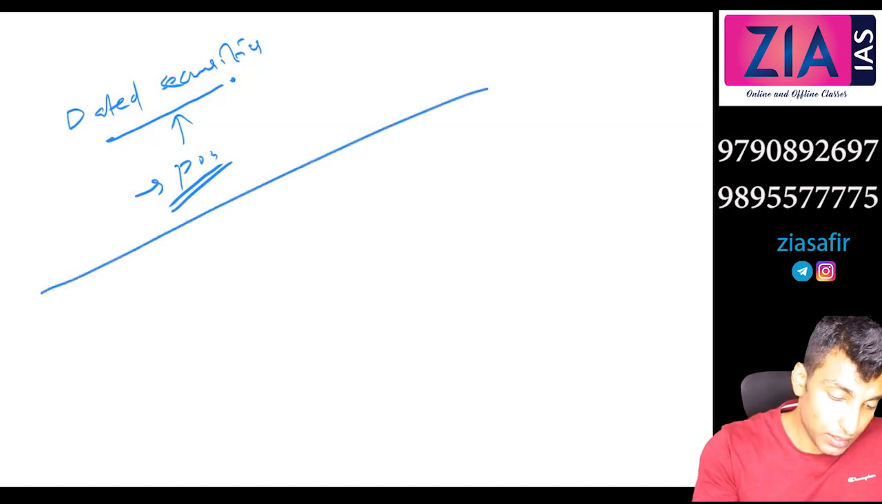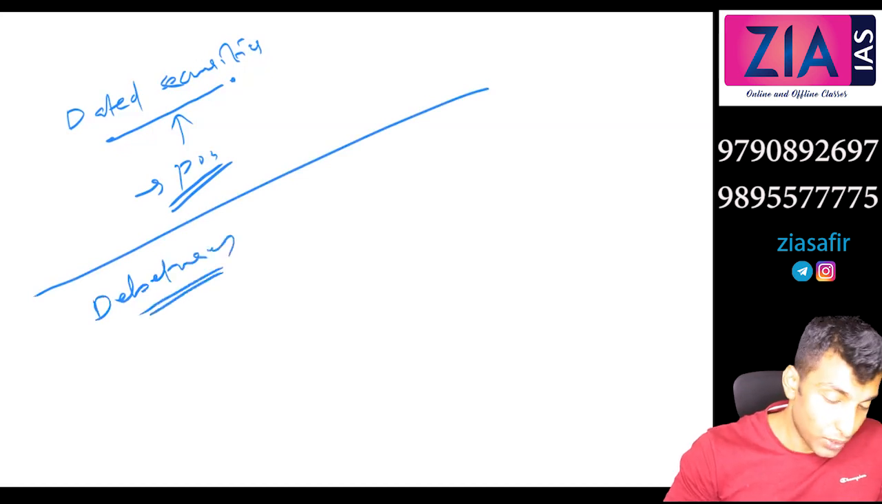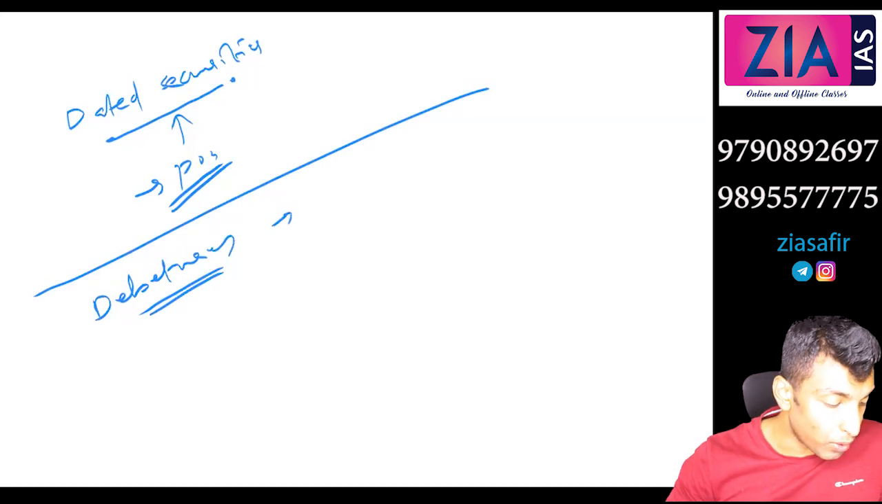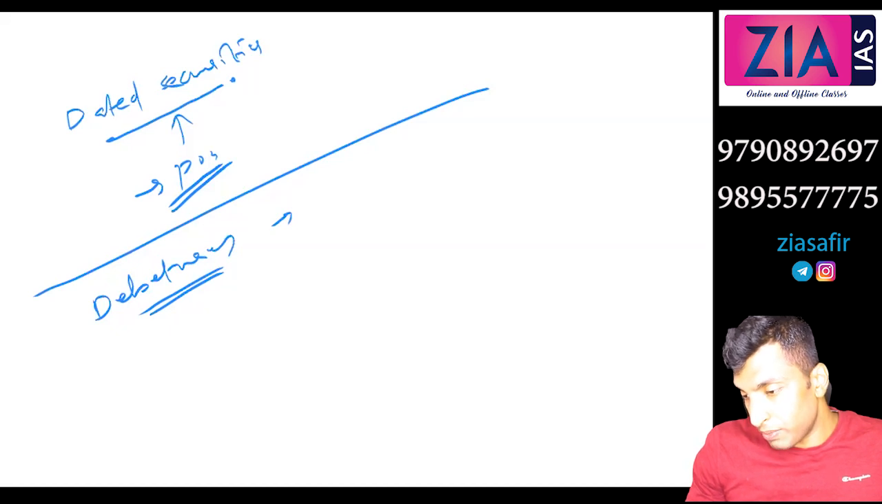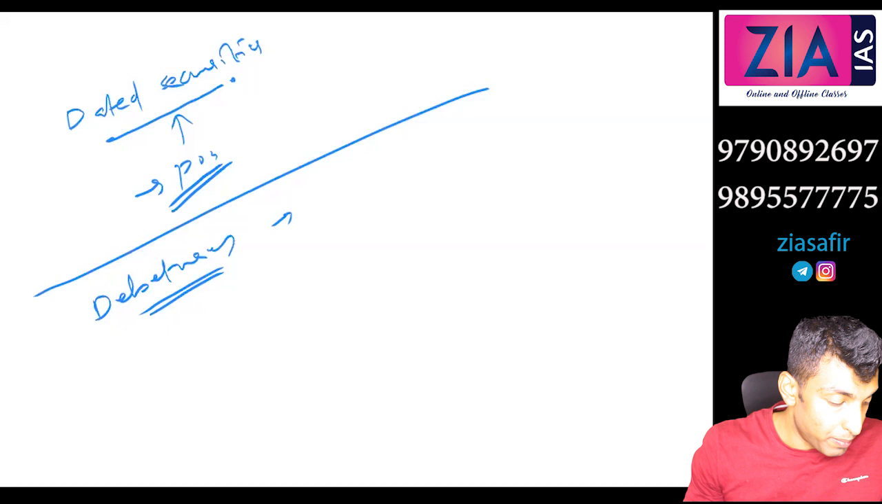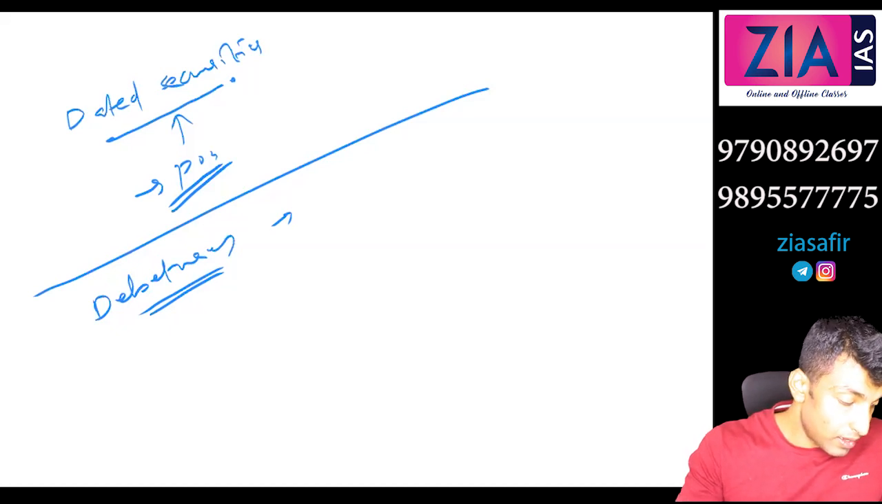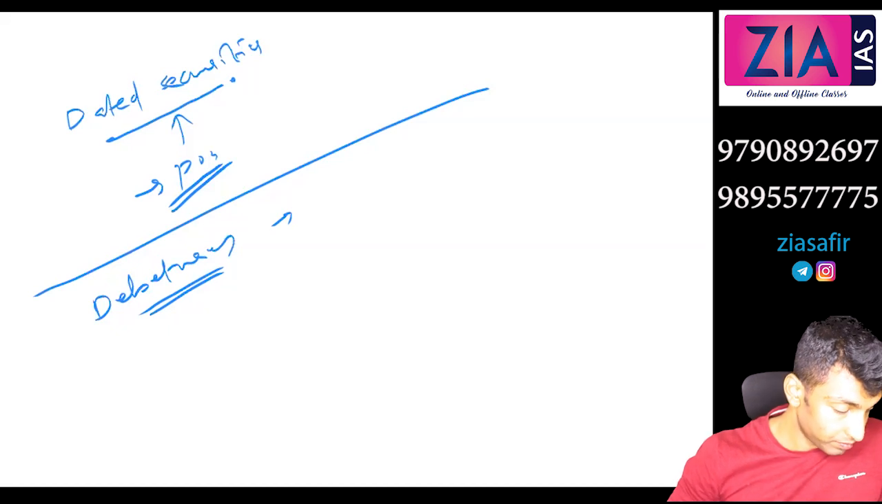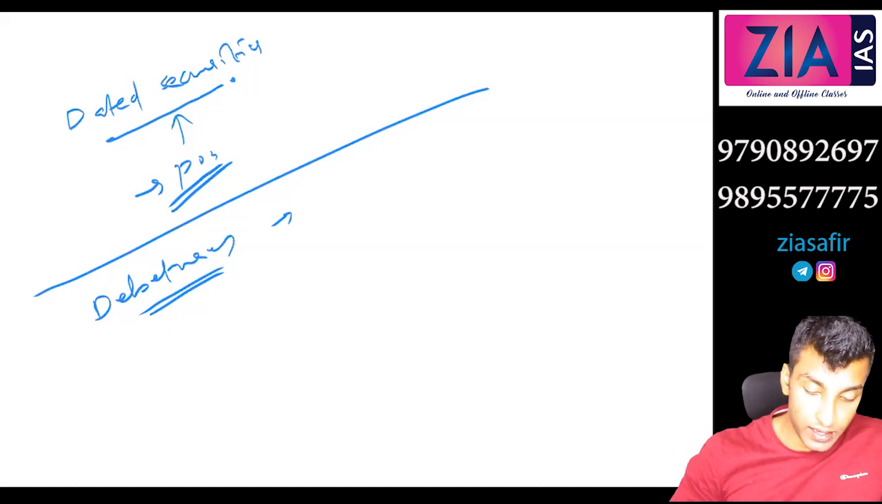Now debentures. Debentures come under corporate bonds. You write one line there. These are bonds issued by corporates to the public or investors against long-term loans. They yield interest.